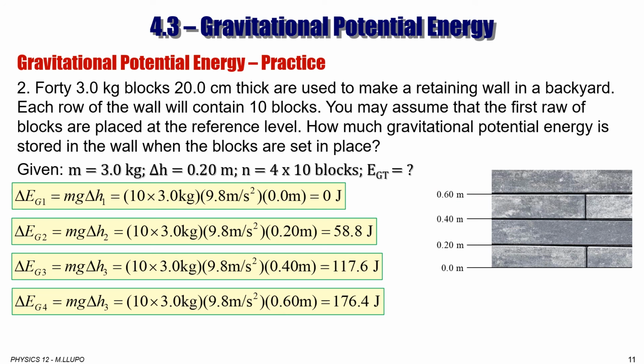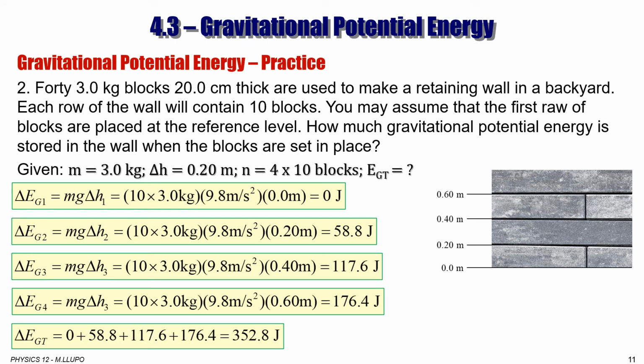And the total is going to be the sum of all, so 0 plus 58.8 plus 117.6 plus 176.4 joule is equal to 352.8 joule total.